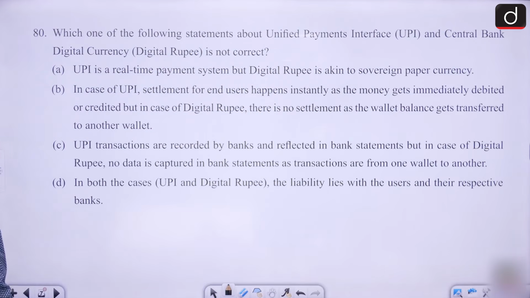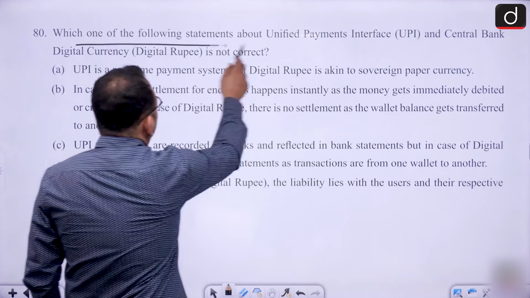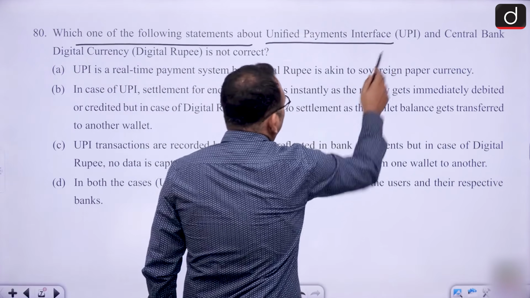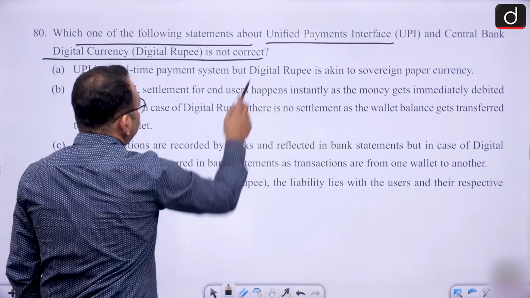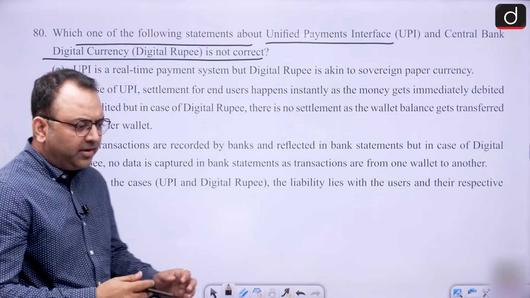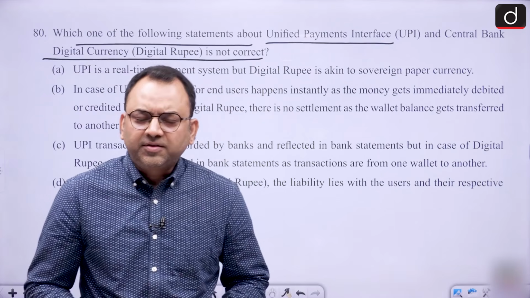The next question is, which of the following statements about the UPI and the CBDC, central bank digital currency, is not correct? Friends, let's first look at the difference between the two things.